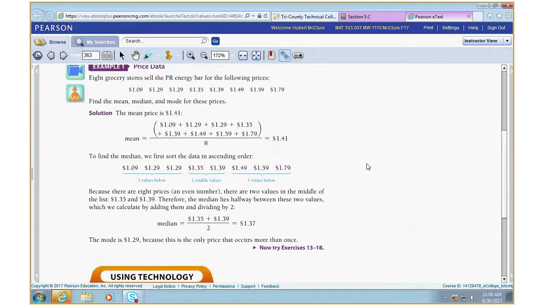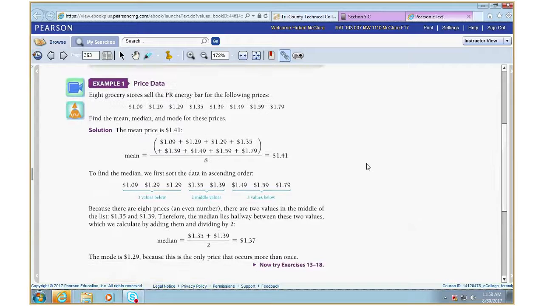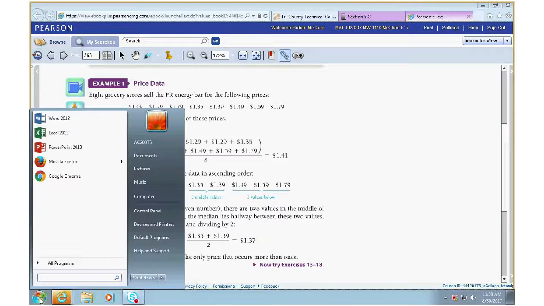All right, now find the mean, median, and mode of these right here. I'm going to snip it here.